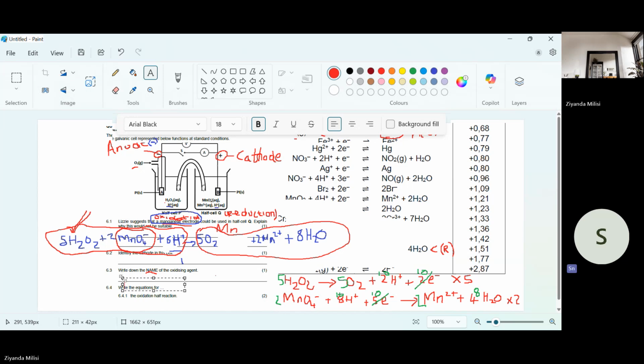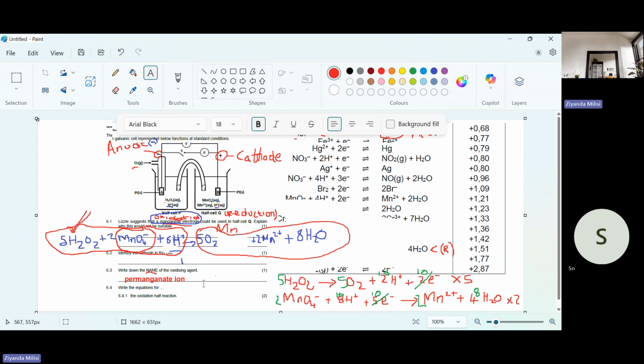Which ion? MnO4 minus. What is the name? It's a permanganate ion. Permanganate. MnO4 minus. You should know it as early as grade 9. Permanganate ion.